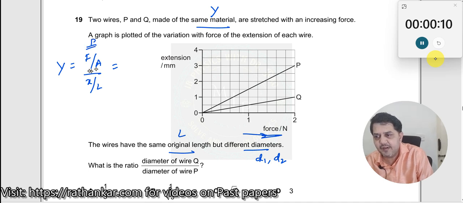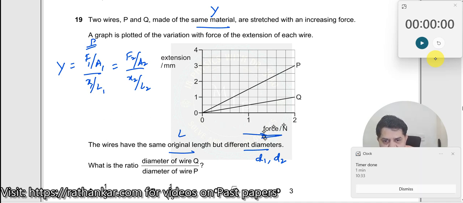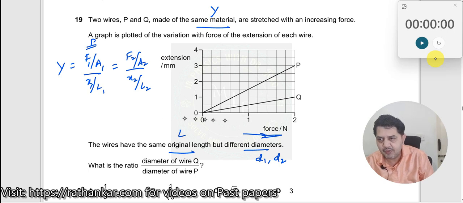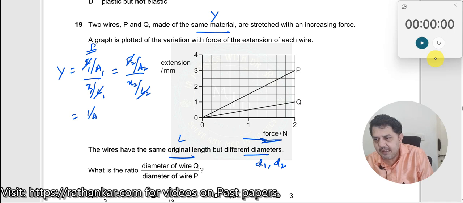Let me say this is for wire P, and write F1 by A1 divided by X1 by L1. This should be equal to F2 by A2 divided by X2 by L2. Now we know that F is same for both of them, 2 Newton only, so this cancels. Then length is same, I already said original length. So L1 and L2 also cancel. So what do we have here? We have 1 by A1 divided by X1 is equal to 1 by A2 divided by X2.